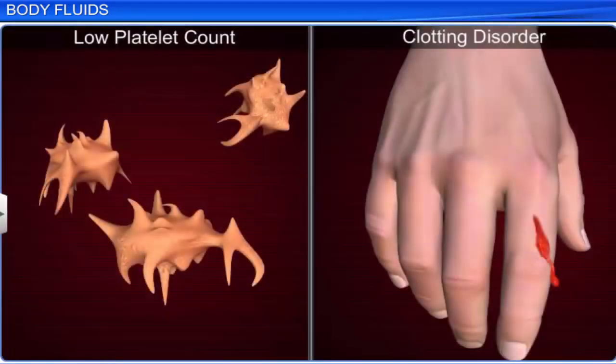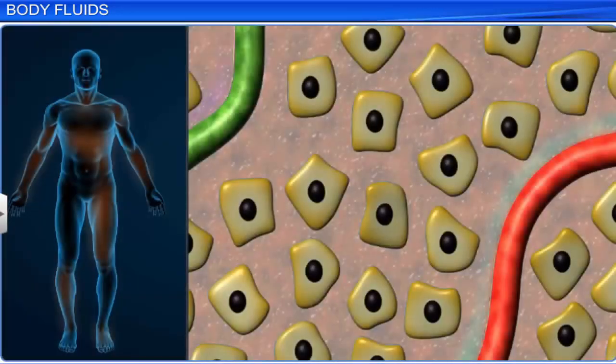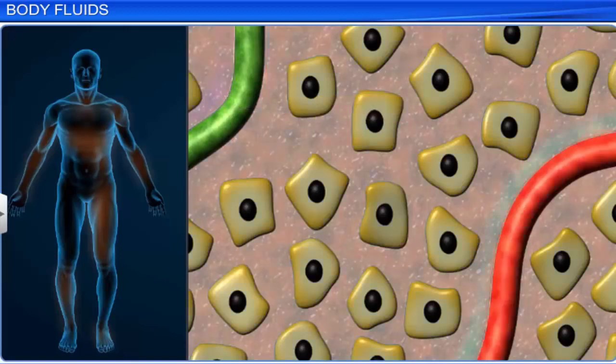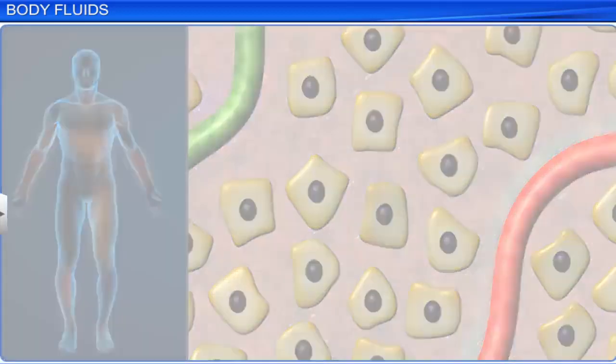The mesh looks reddish-brown and is called a clot or coagulum, which is formed in 3 to 5 minutes. As platelets help clotting, their reduction can result in clotting disorders, causing severe blood loss. Apart from blood, interstitial fluids and lymph are other important body fluids that make up our body.